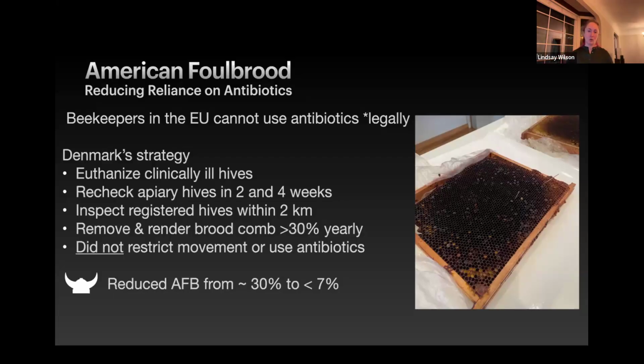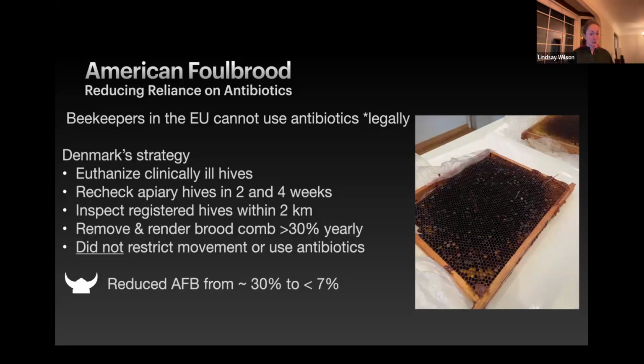So rendering your comb, making candles, making salves, doing whatever you like with it, or rendering it and repressing it back into new foundation. When you take all of the cocoons and the brown yucky stuff out of it, when you render it, you take out the problems. You can reuse that comb for new foundation.